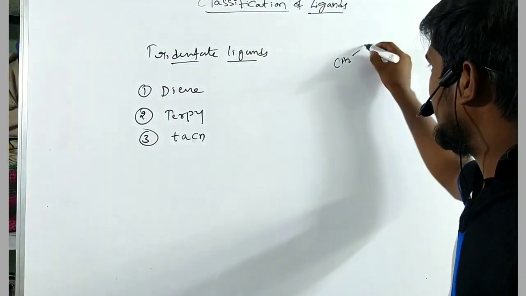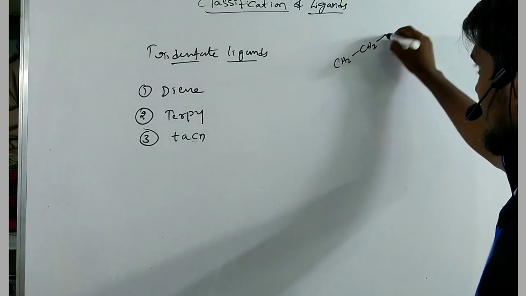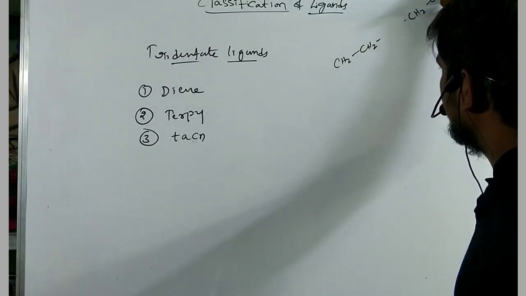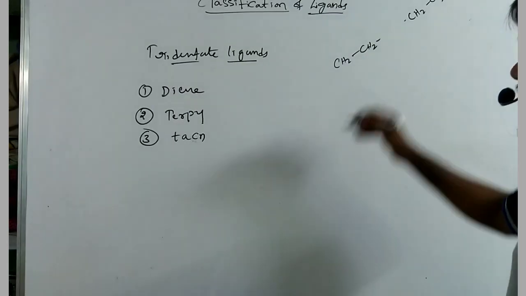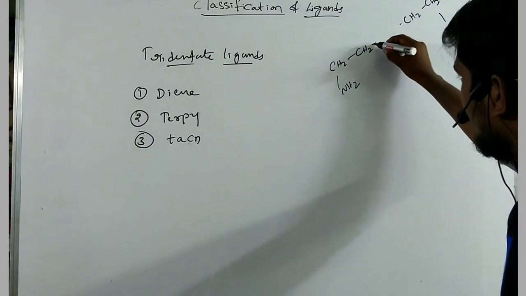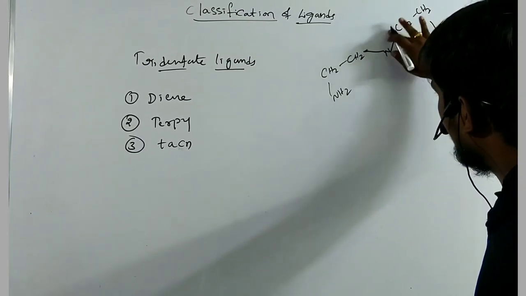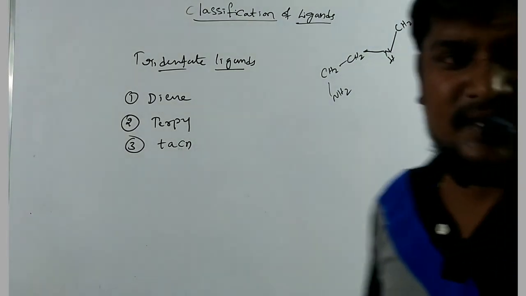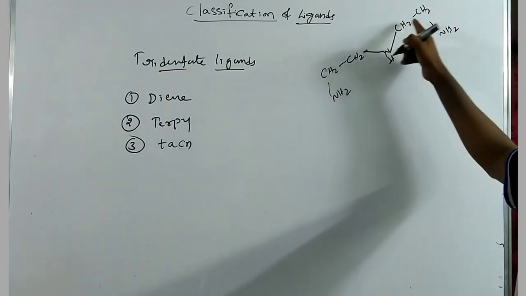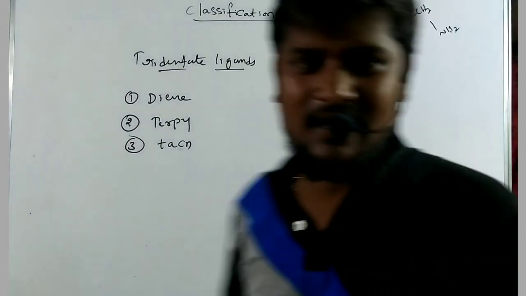Now here two ethylene groups, NH, two ethylene groups. These are the two ethylene groups. Now it contains two amino groups from both terminals. Now the third one is in between them. So these are the three donor atoms from dien. That means diethylene triamine.